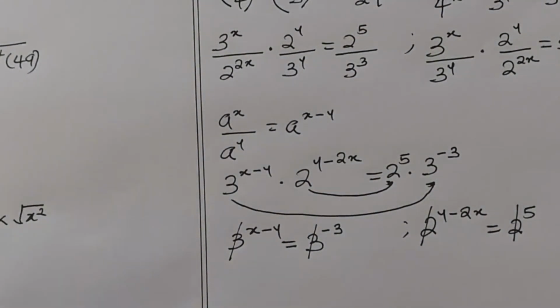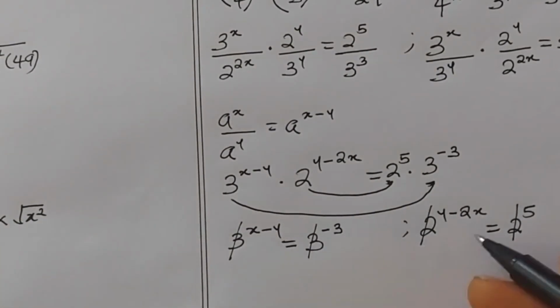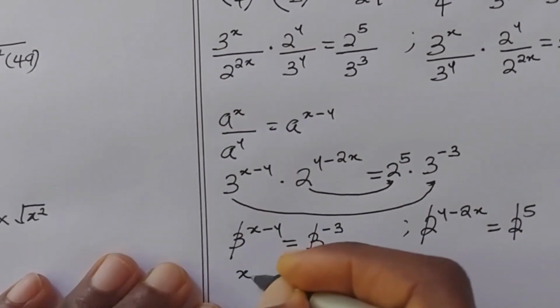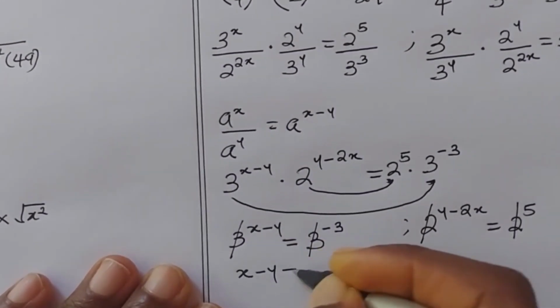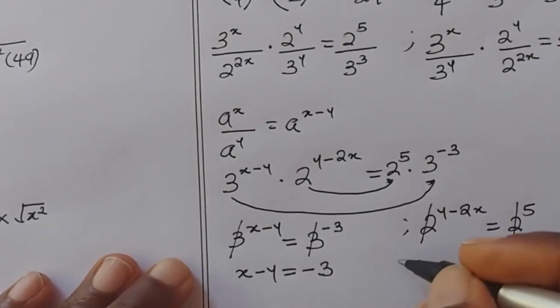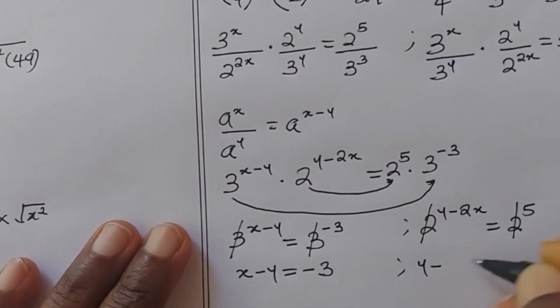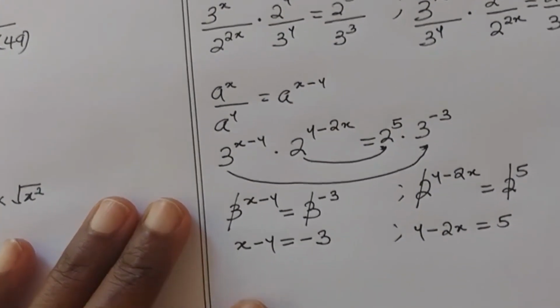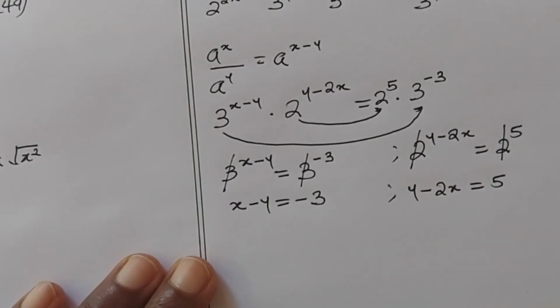When you compare both sides, you see that this cancels out this, and this cancels out this. So I'm left with x minus y is equal to minus 3. And of course, on the other side, I also have y minus 2x is equal to 5. All right, so that is very easy. So let's go on now. We're trying to find x and y, so we're not done yet.